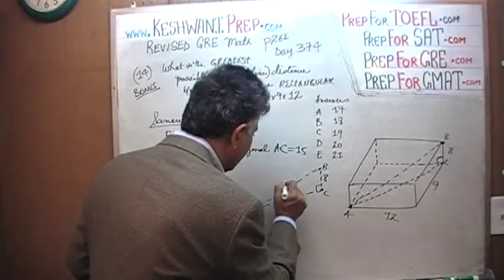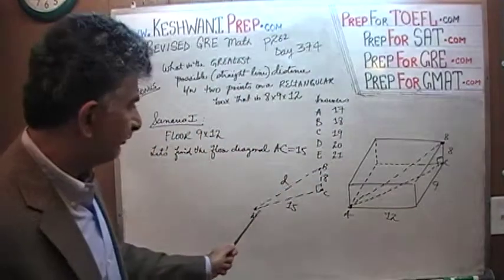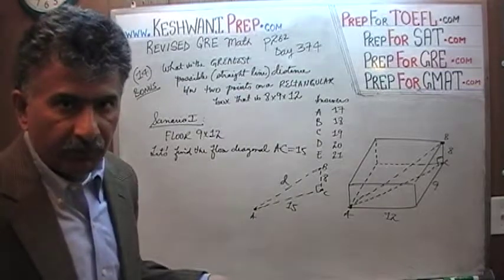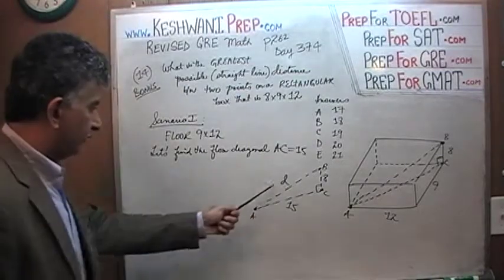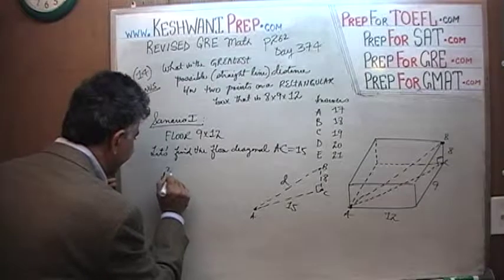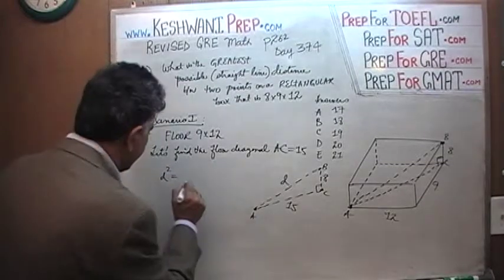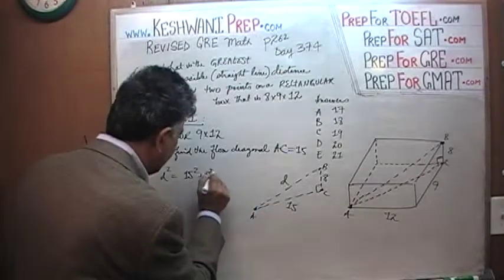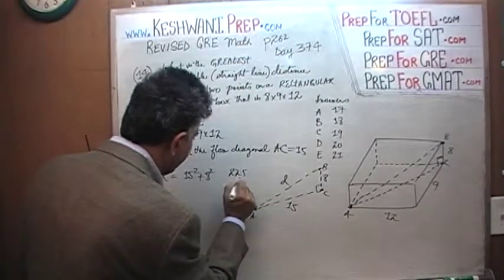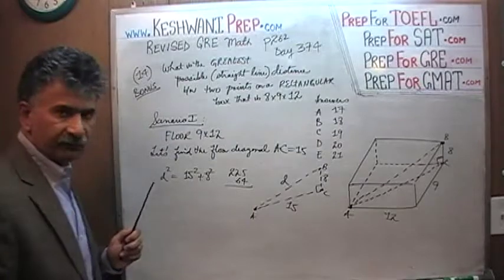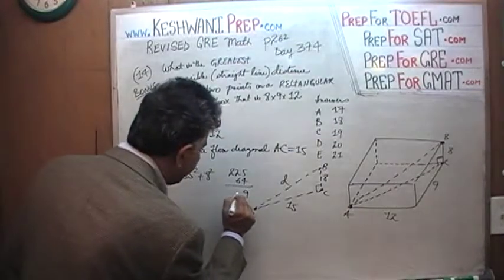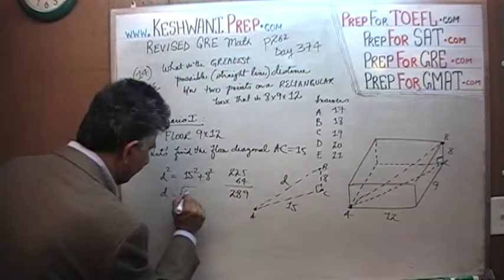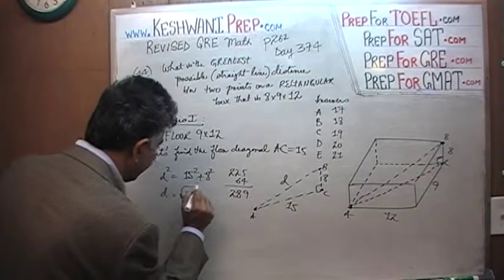We're almost done. Let's call this distance A to D for the diagonal. We apply the Pythagorean theorem one more time and find the diagonal. So D squared is going to be 15 squared plus 8 squared, which is 225 plus 64. That gives us 289. So D is the square root of 289.